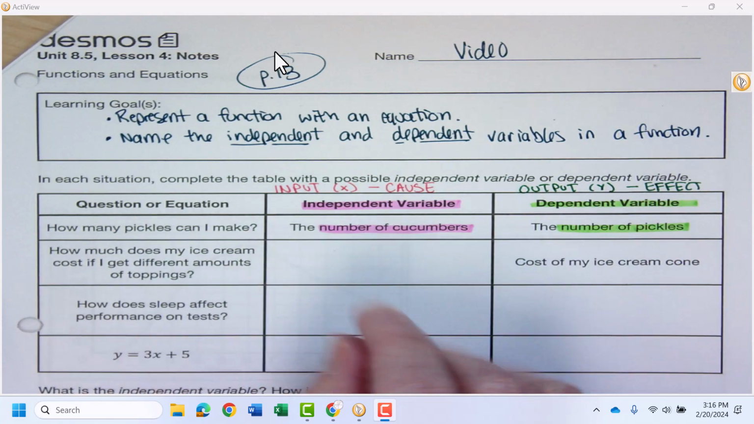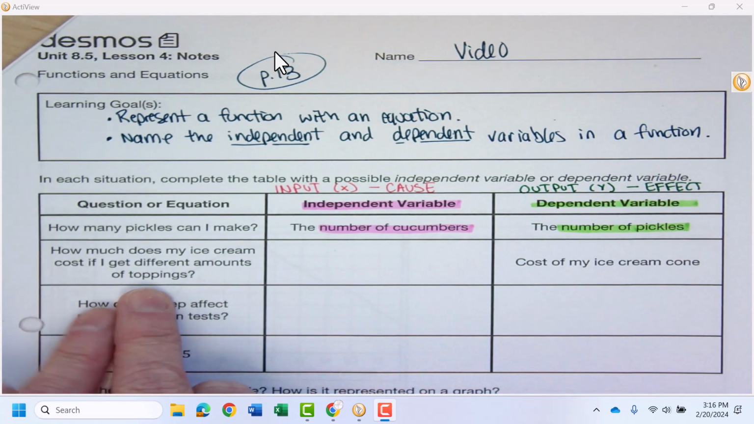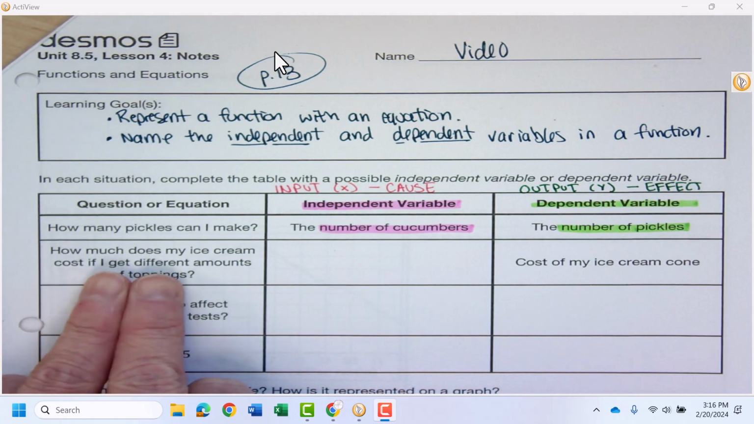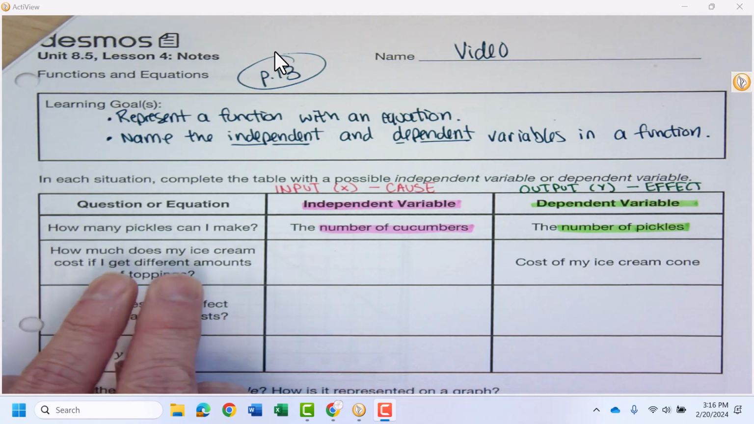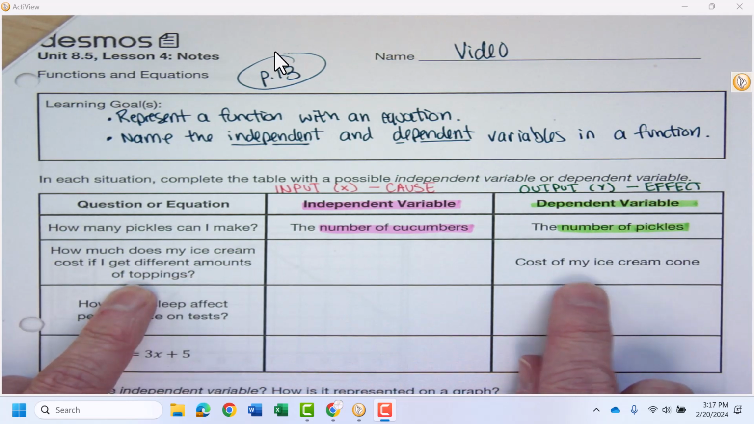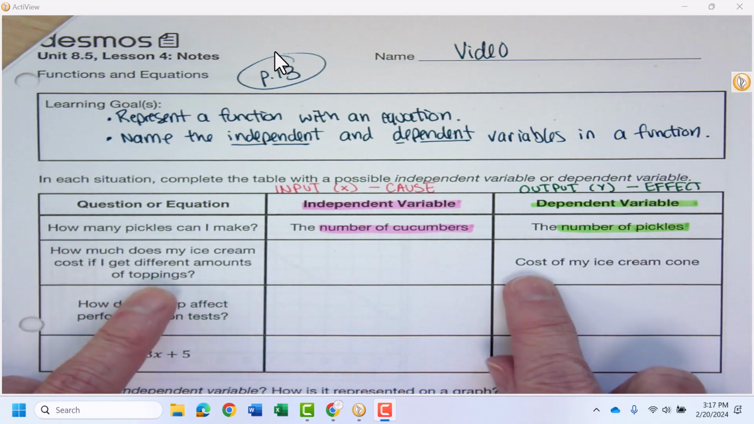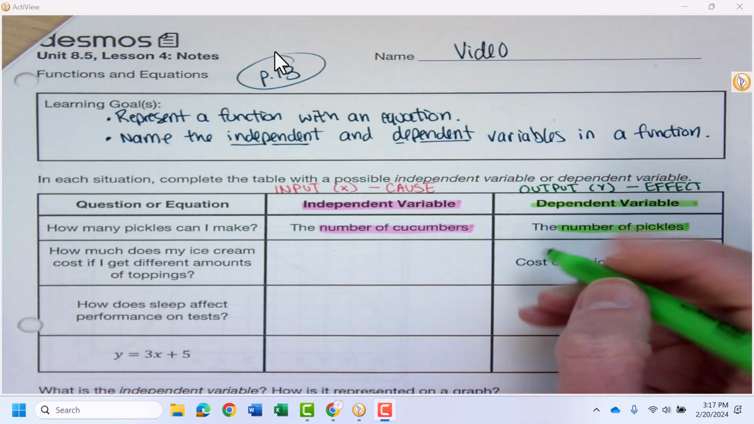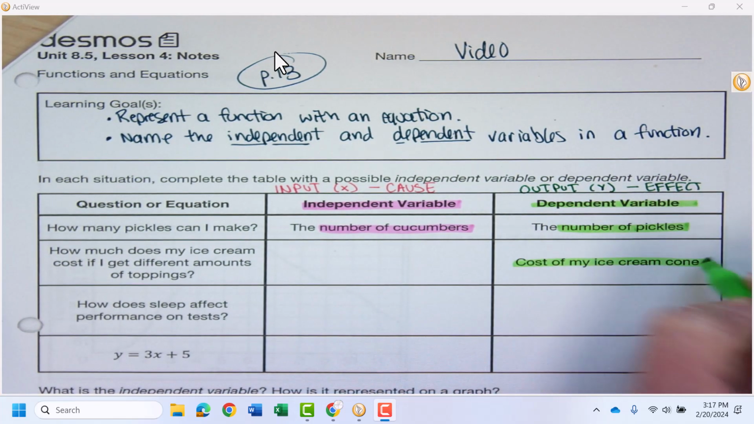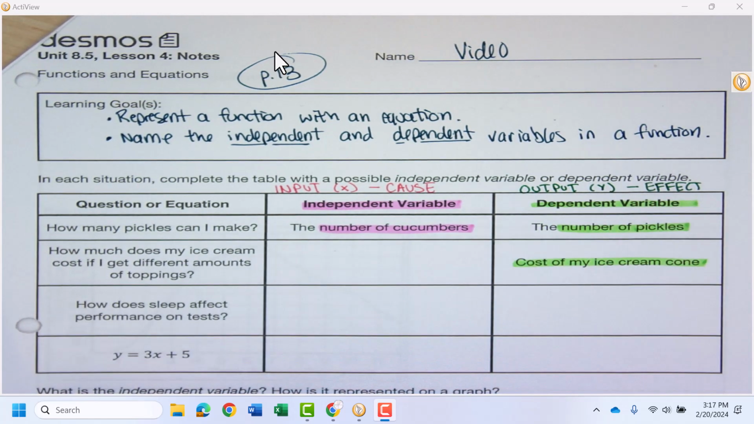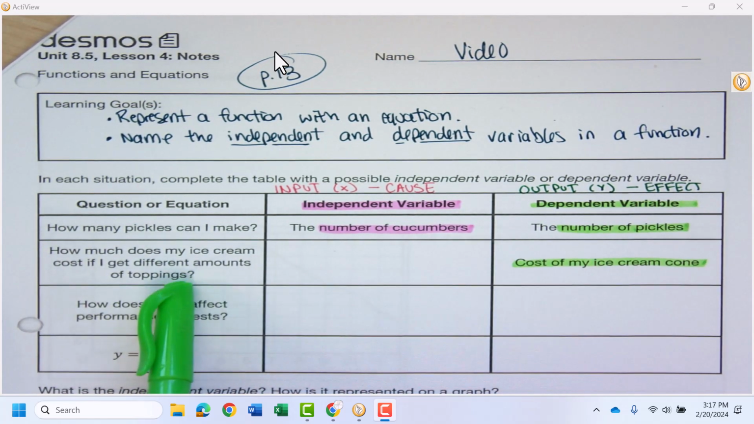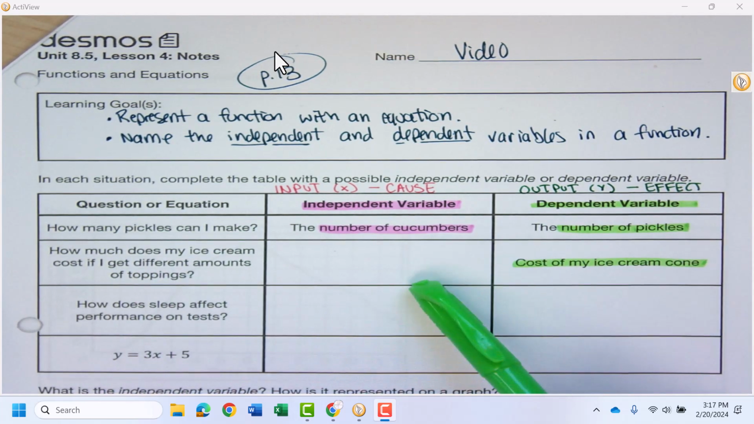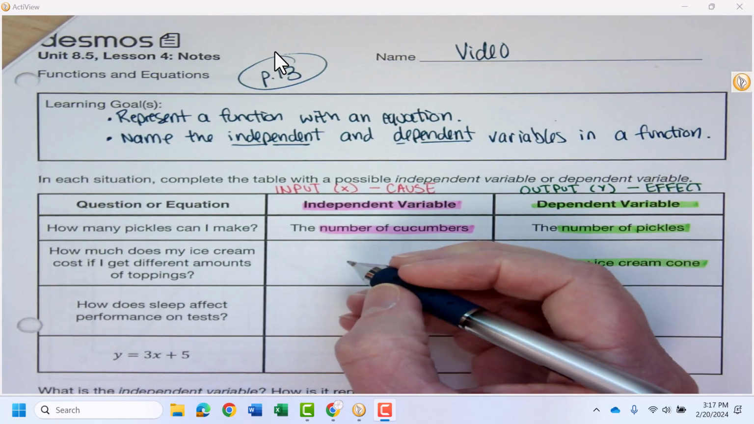All right, well, that gives us a start. Let's look at this next scenario. How much does my ice cream cost if I get different amounts of toppings? Okay, well, they've already set us up with the outcome, the cost of my ice cream. I'm walking up to the cash register. The cost of my ice cream is the dependent variable. But what does it depend on in this scenario? What determines the cost of my ice cream? Well, according to this, it's the number of toppings I buy. So the cost of my ice cream cone depends on how many toppings I buy. Let's go ahead and put that in here.